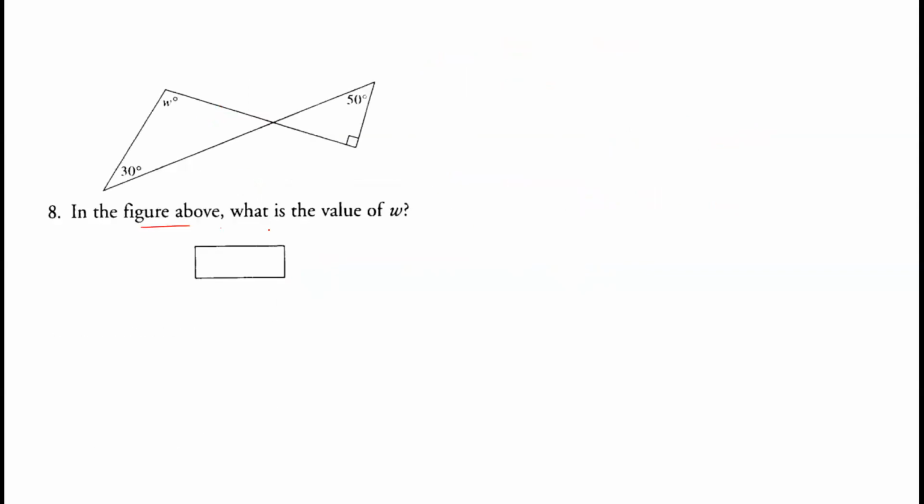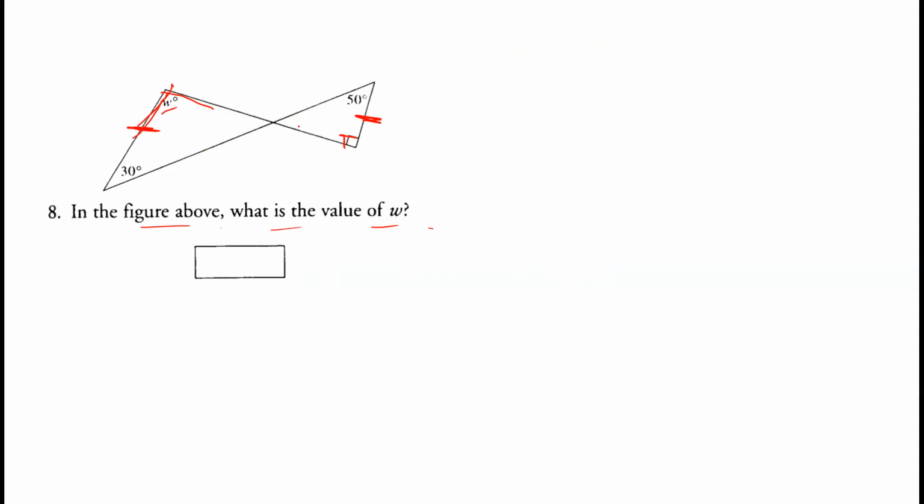Question 8, in the above figure, what is the value of W? Most of the students might think that W would be equal to 90. Now this can only be true if this side and this side are parallel, but we are not sure whether these two sides are parallel or not. So we cannot state that W would be equal to 90.